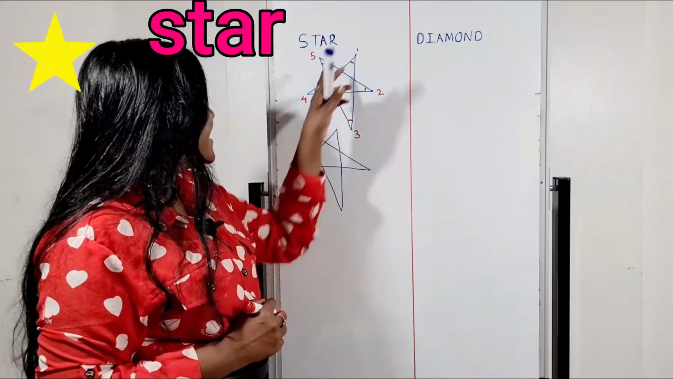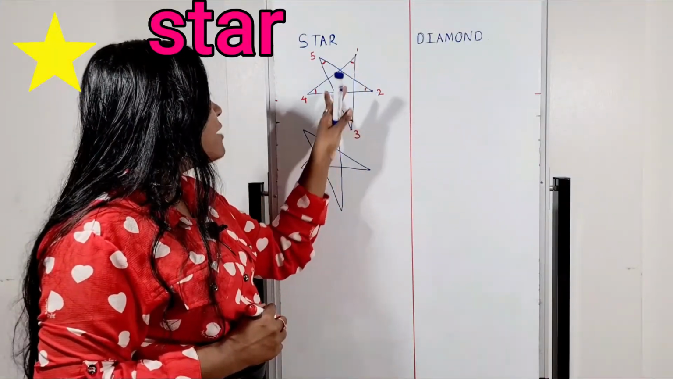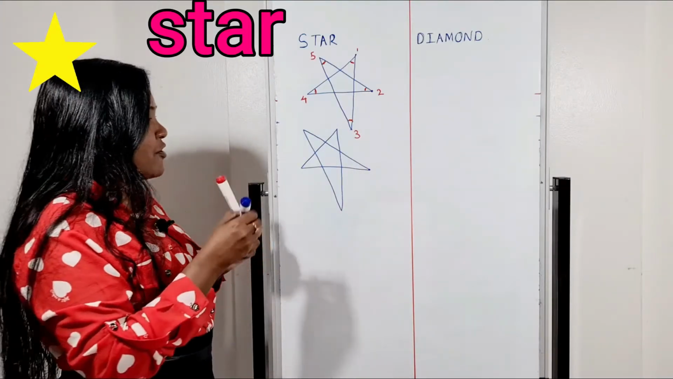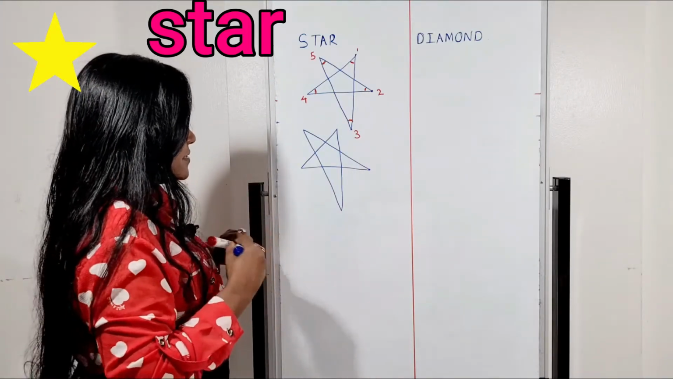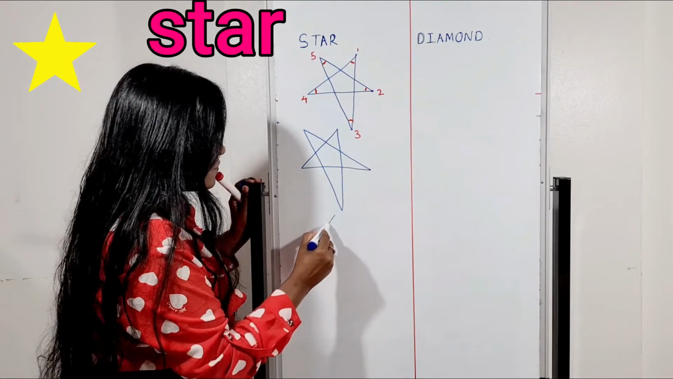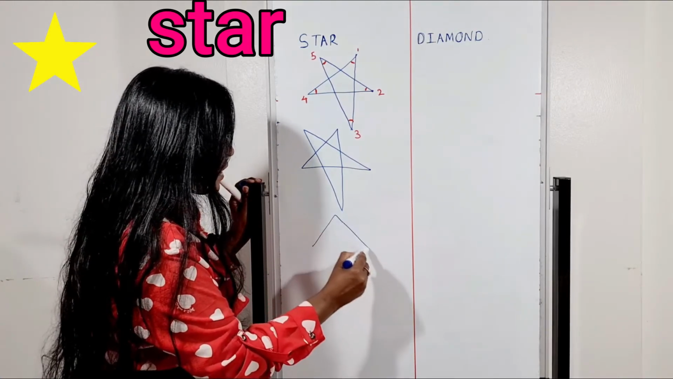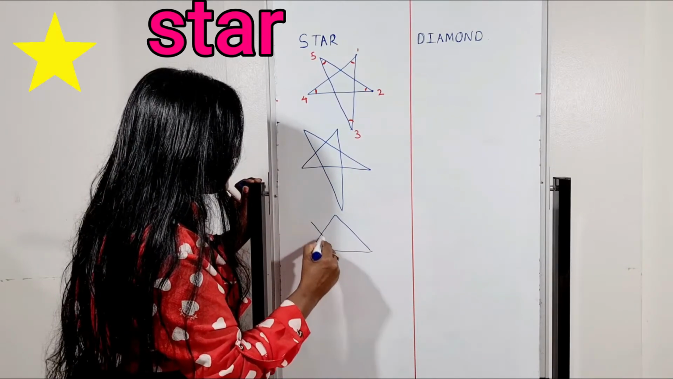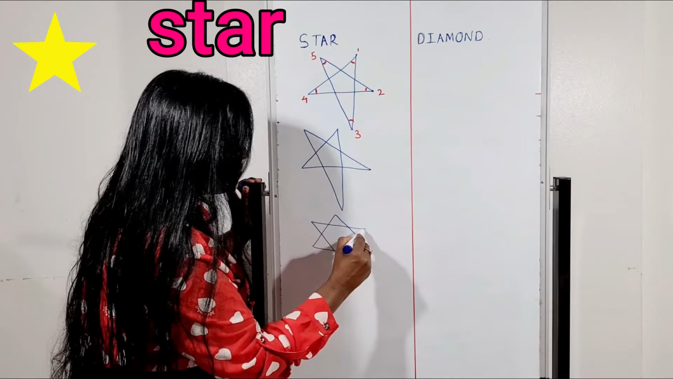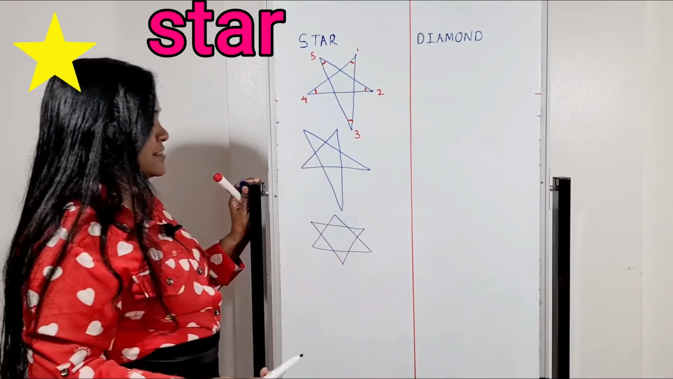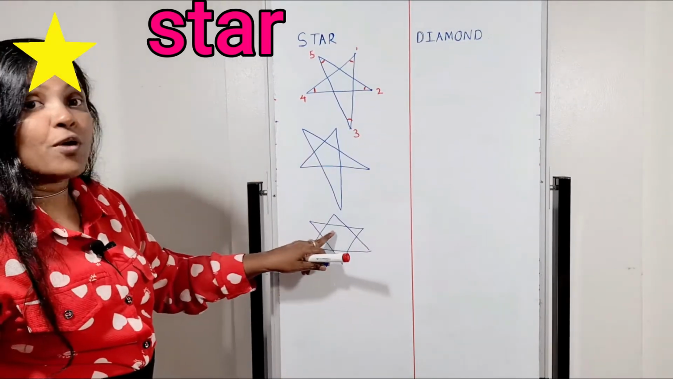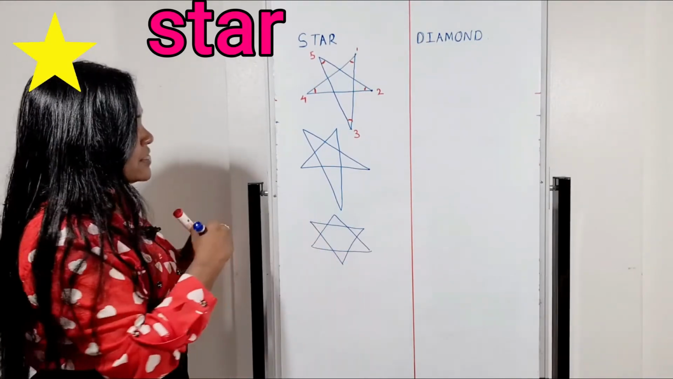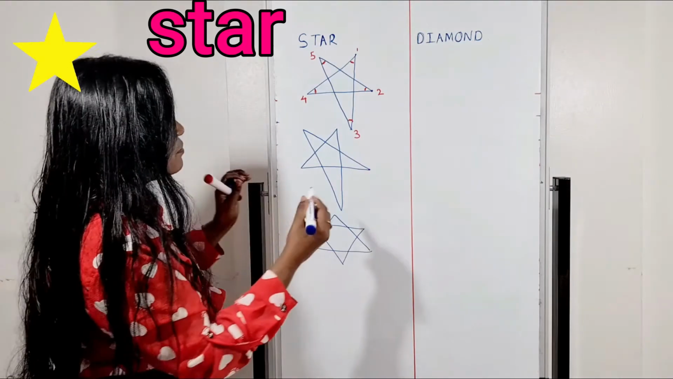See? 5 corners and 5 points. Some children, they are drawing the star like this. We'll draw one triangle like this, and the other triangle we'll make like this. Is this right? See, in this star, there are 6 points.